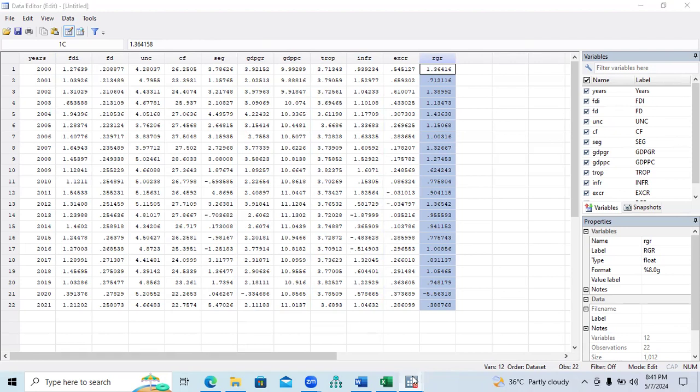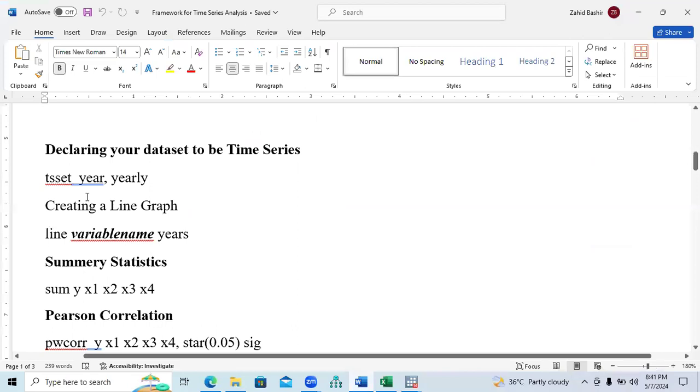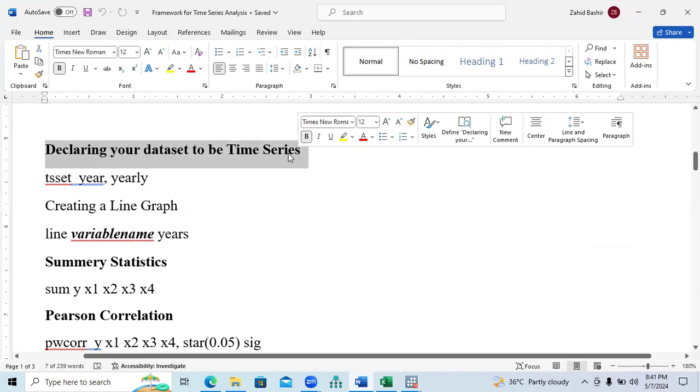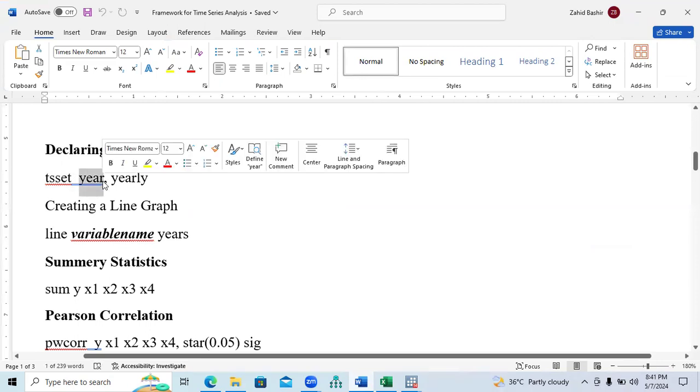So after putting your data here, the first thing that you need to consider is to declare your data set to be time series. So tsset is the basic command. Then you need to mention, if you have years data, then you need to write here years.